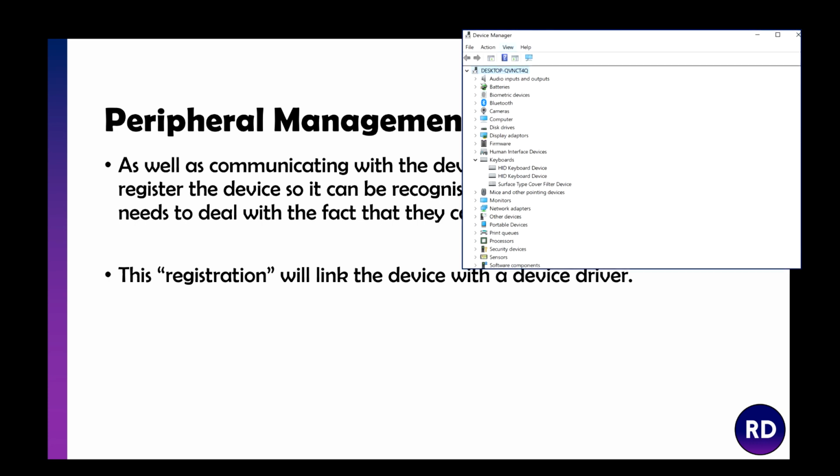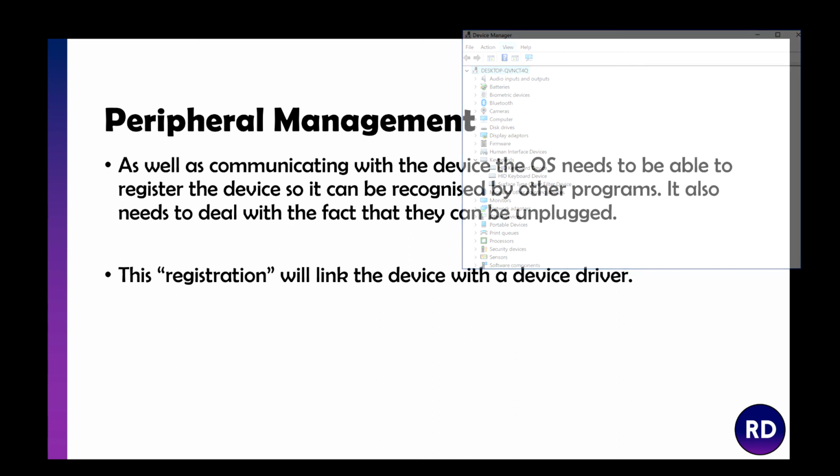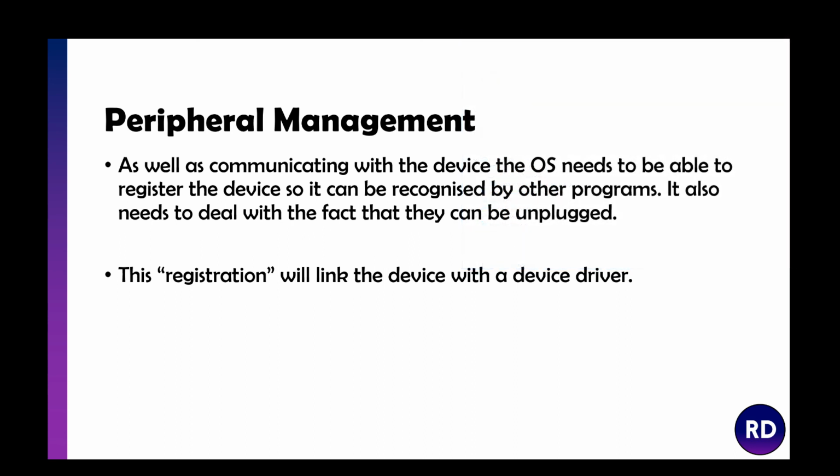So the operating system needs to be able to register the device so it can be used, and it also needs to deal with the fact that they can be unplugged. Now, when you register or have a registration, it links the device with a device driver. So if you, for example, went and uninstalled all of your keyboard and mouse drivers, when you plug them back in, you'd have to load that back up again.